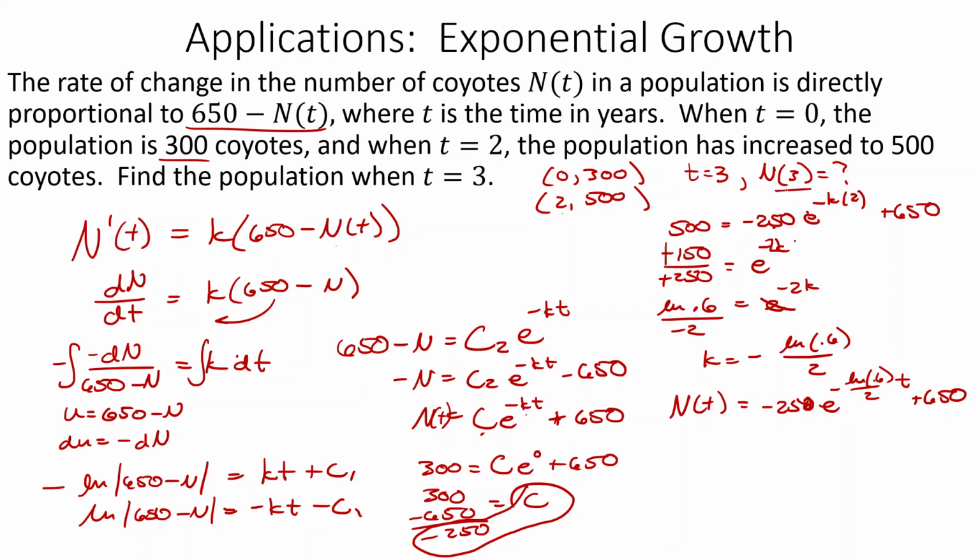And now I want to know n of 3, so I'm just going to plug in 3. So we get negative 250 e to the negative ln 0.6 over 2 times 3 plus the 650. And whatever that works out to. Looks like it's going up, so it's probably getting closer and closer to this 650 here.